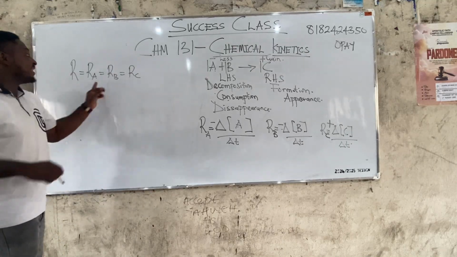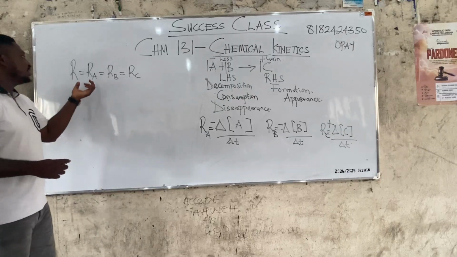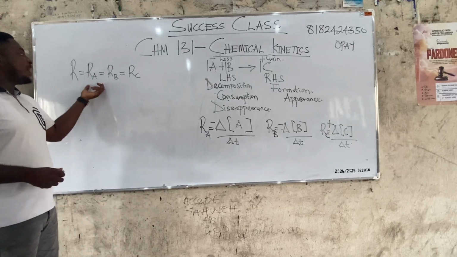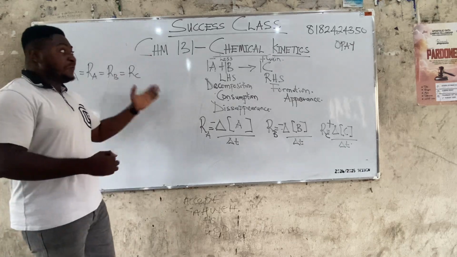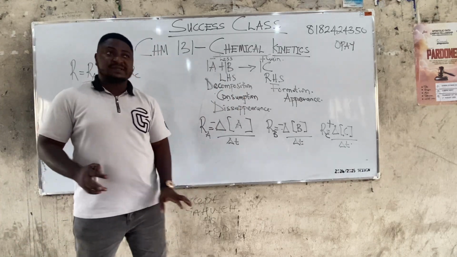Even old marker is clearer than this. New marker. So class, the overall rate of the chemical reaction equals to RA, equals to RB, equals to RC. If all the components of the reaction have the same number of moles.